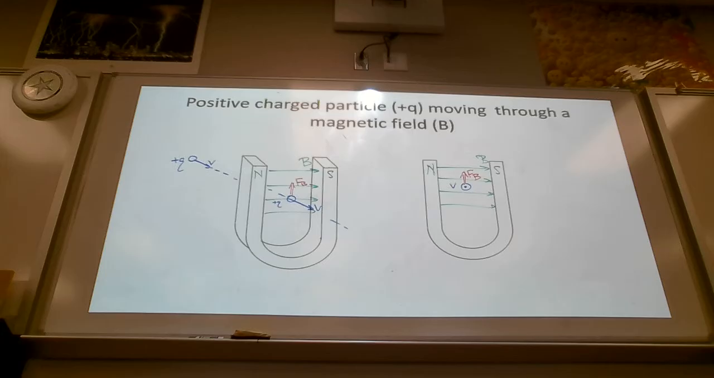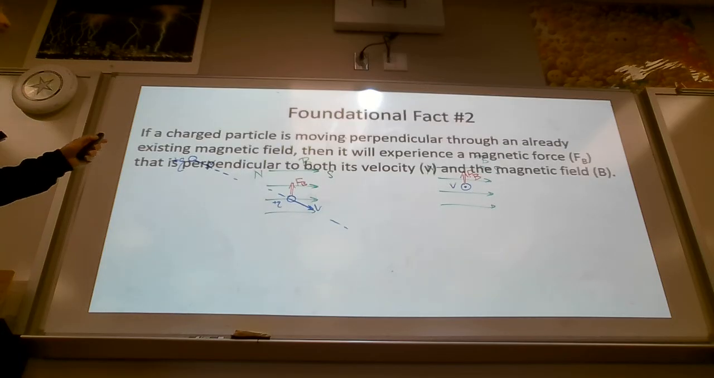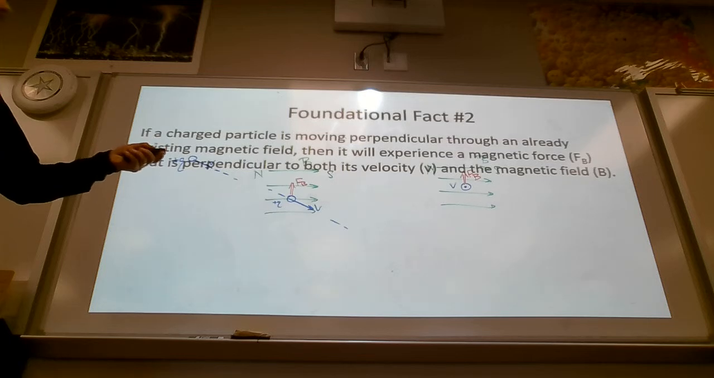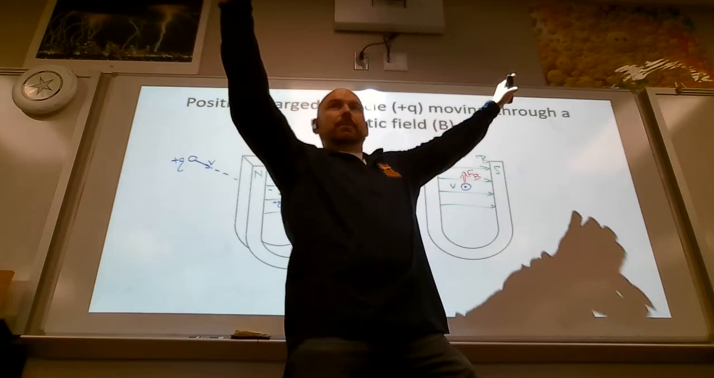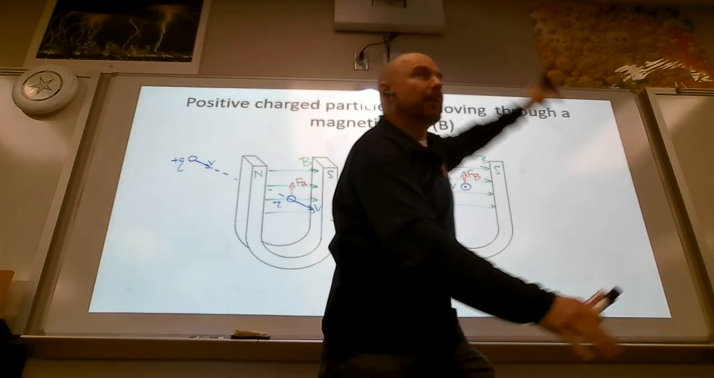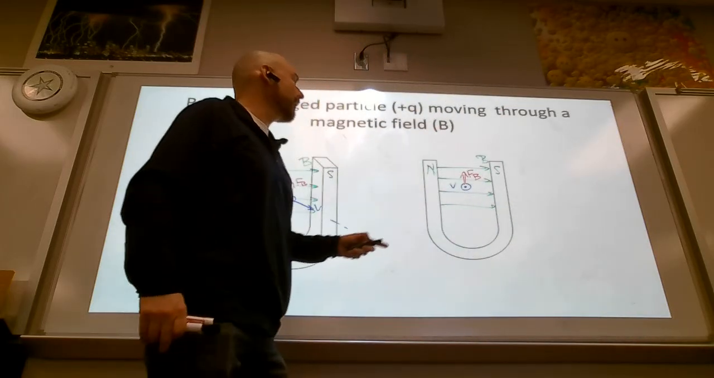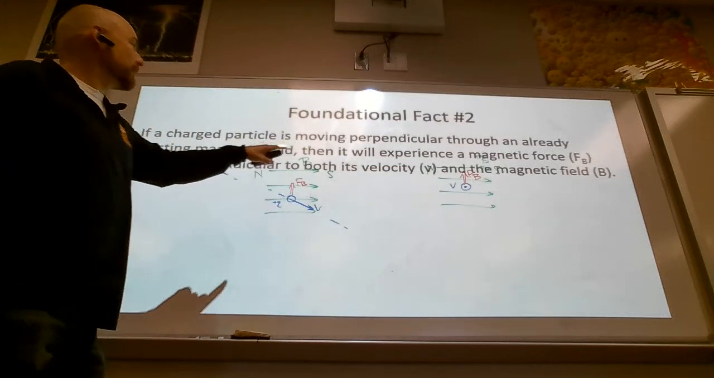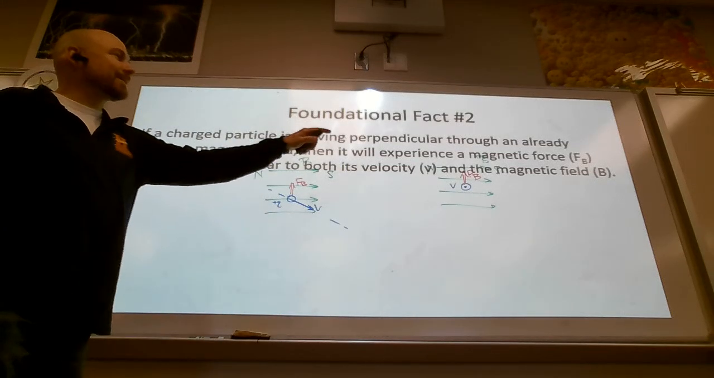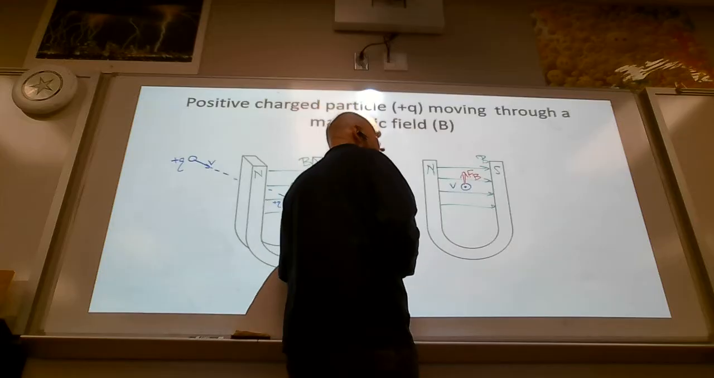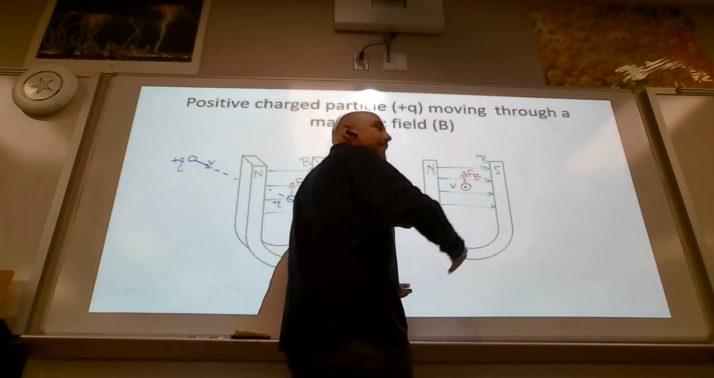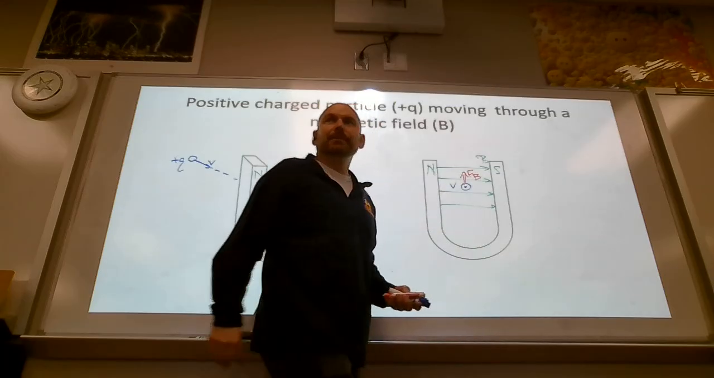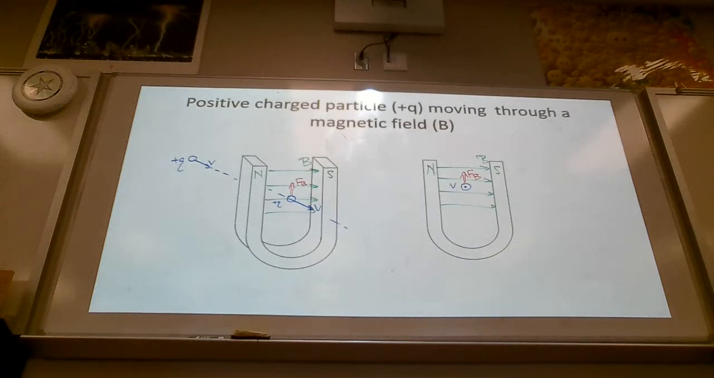Here, the charged particle is moving perpendicular to an already existing magnetic field. So this thing is going this way, it's perpendicular. All right, everybody see that? Perpendicular to already existing magnetic field. Then it'll experience a magnetic force that is perpendicular to both the velocity and the magnetic field. Here we have the x-axis, the y-axis, and the z-axis. All three of those are perpendicular to each other.